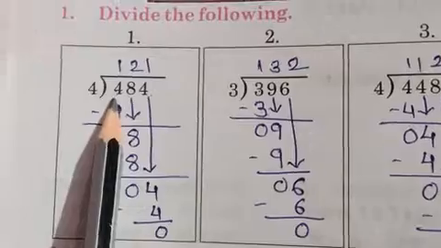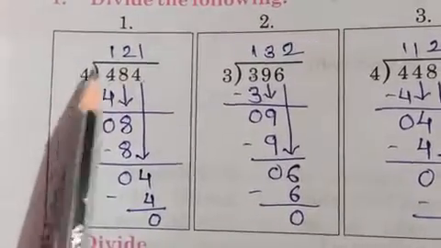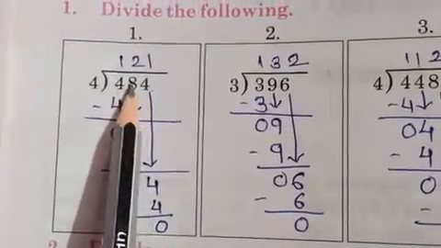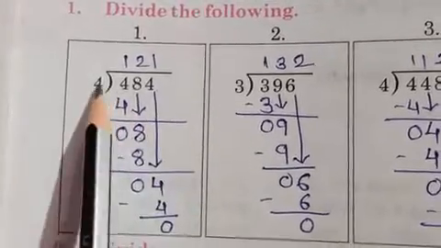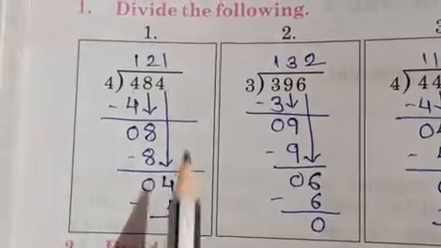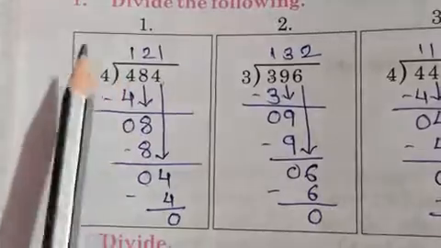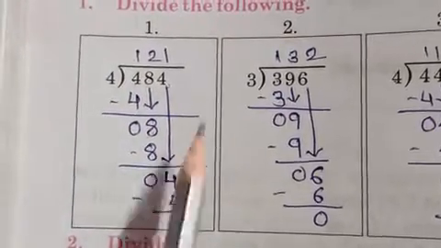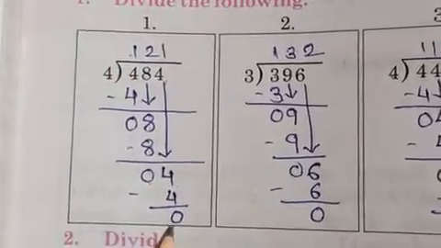So we'll start from the first number. The first number is 4. Is 4 divisible by 4? Yes. So 4 1s are 4. 4 minus 4 is 0. Now the next number, 8, will come down. Is 8 divisible by 4? Yes. 4 2s are 8. So 8 minus 8 is again 0. Then the third number, 4, will again come down. Again 4 is divisible by 4. Yes. So 4 1s are 4. 4 minus 4 is 0. So your quotient is 121 and the remainder is 0.